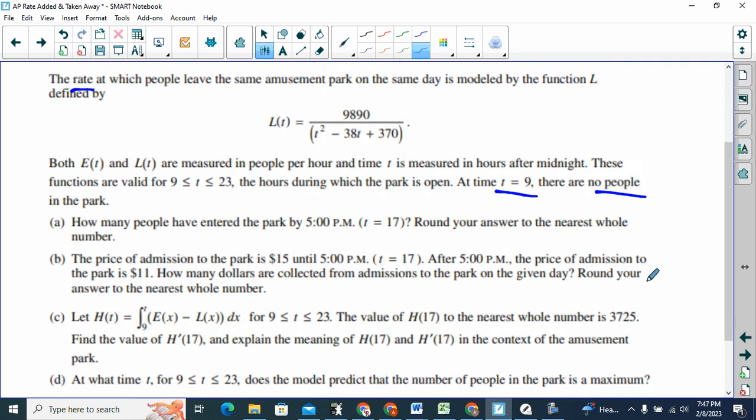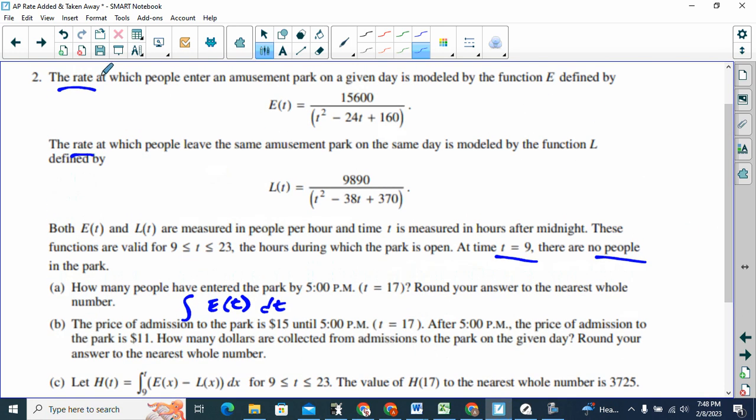Part A wants to know how many people have entered the park by 5 p.m. So we are just looking at the people that have entered the park. So we are integrating E of t dt. Only E of t because it's just the people entering. We are integrating because we were given a rate of change and we're trying to get to a total number of people. We want to start at time 9. At time 9 is when the park opens, and end at time 17, which is 5 p.m.